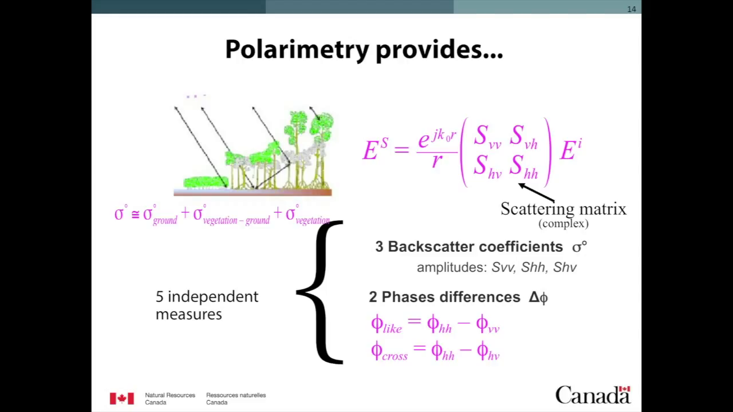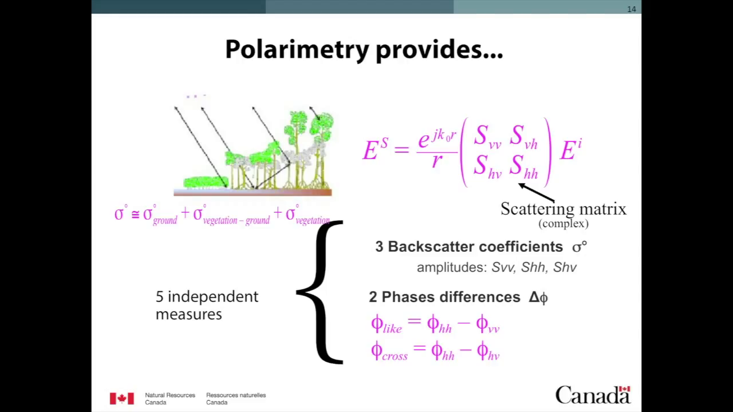And RADARSAT-2 was one of the first civilian SARs to have a polarimetric capability. And it's really important to understand what polarimetry gives you. When you're looking at a magnitude-only image, you've got one channel of information, radar backscatter at that particular system configuration. When you're doing polarimetry or quad polarization, you really now have 5 independent channels because you've got the backscatter at the 3 linear polarizations, HH, VV, and HV. VH is reciprocal, so it's really only 3 out of the 4 polarizations.